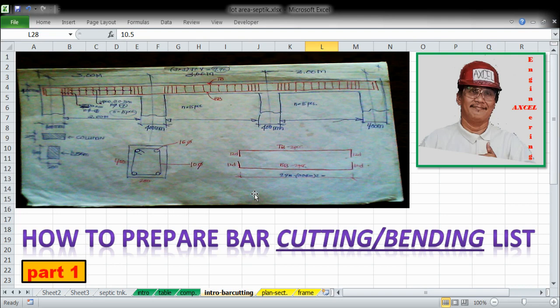Ang topic natin ngayon is how to prepare bar cutting slash bar bending schedule. So ito yun, ito part 1 lang.